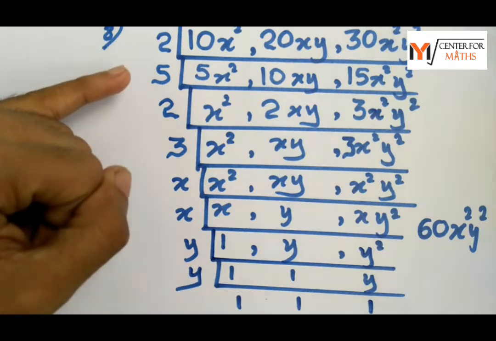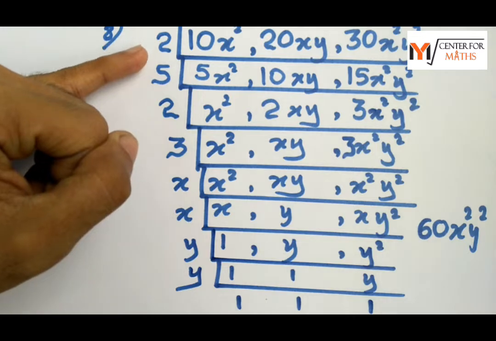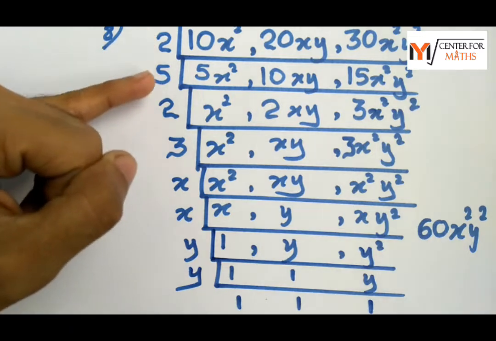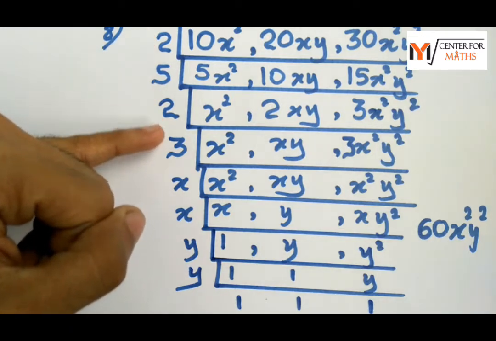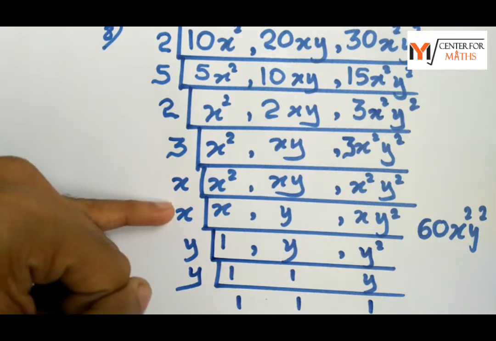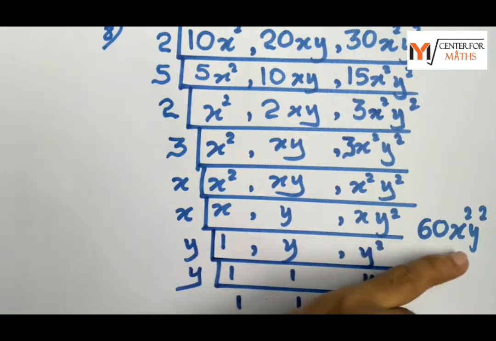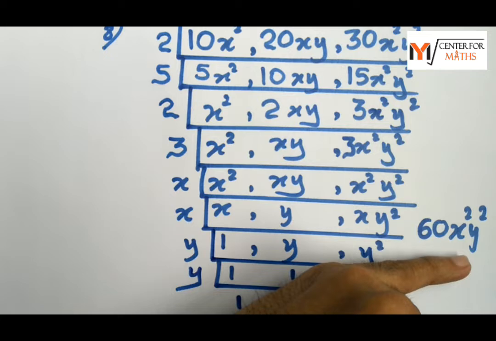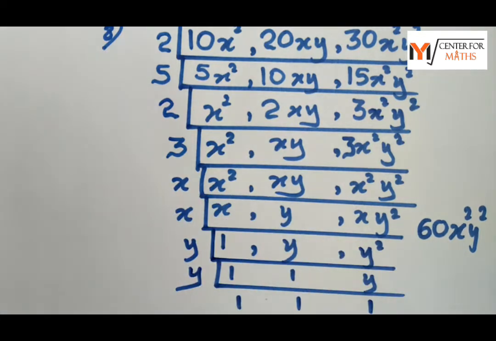So now to find the LCM, what we have to do, just we have to multiply the divisors. 2 5's are 10, 10 2's are 20, 2 3's are 60, 60 and there are 2 x's, then 60x squared and there are 2 y's, y squared. So the answer is 60x squared y squared.